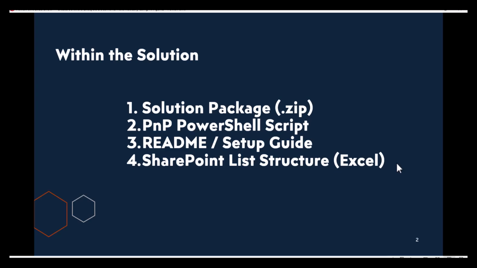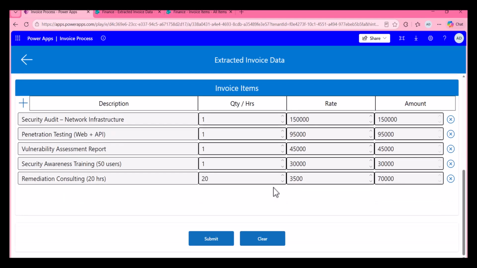When you download this solution, you will receive the solution package zip file, PnP PowerShell script, README setup guide, and SharePoint list structure Excel file. And finally, when the user clicks this submit button, the invoice header information is stored in a SharePoint list and all the invoice line items are stored in another SharePoint list.